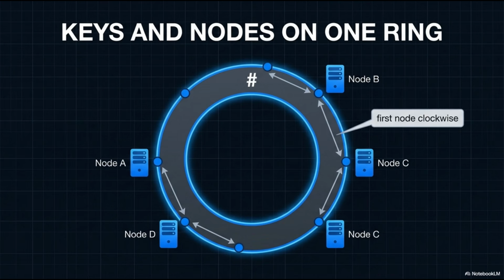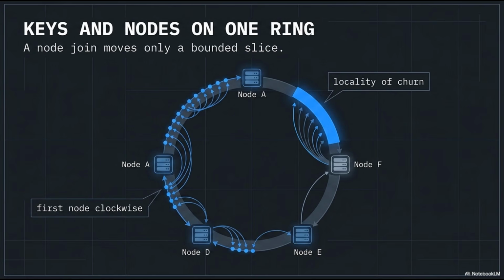The mechanics there solve the topology change problem. When a new node joins the cluster, it claims a coordinate on that ring. It only assumes responsibility for the keys that fall in the arc between itself and the preceding node. So only that specific slice of keys needs to be repopulated. Yes. The rest of the key space, which could be 90% of your data, stays securely anchored to the original nodes. Consistent hashing buys you that locality of churn.